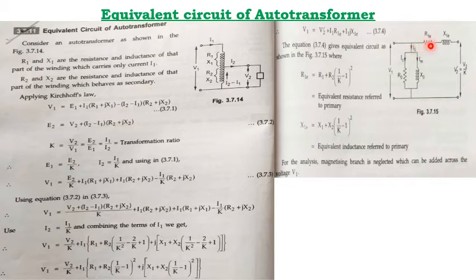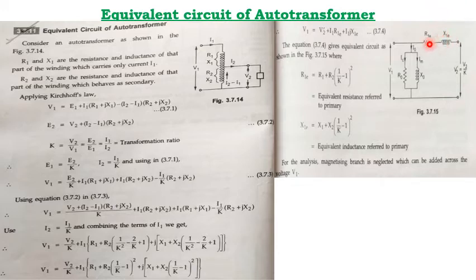So you know this is R1e. R1e is the resistance of the first winding, and this is electrically isolated. Now similarly, X1e is the reactance of the first winding, and this is electrically isolated.